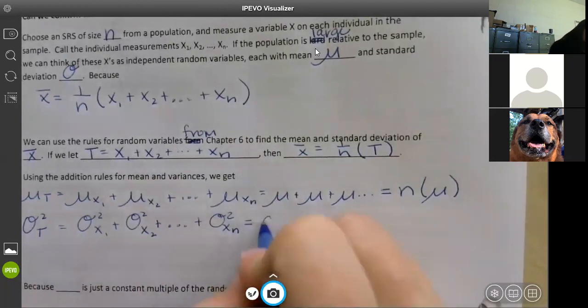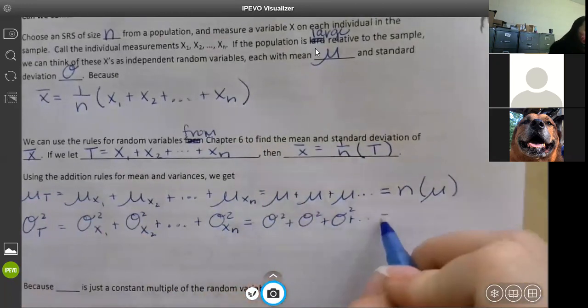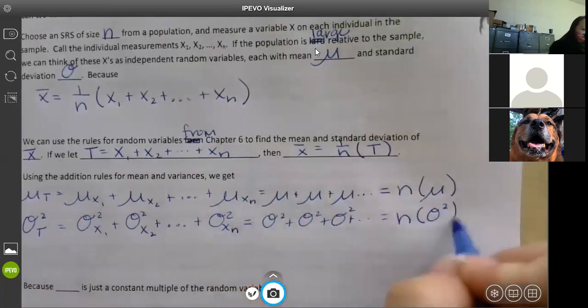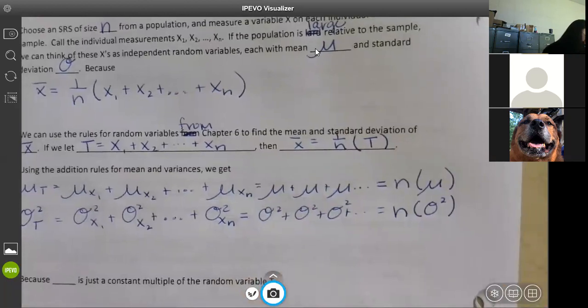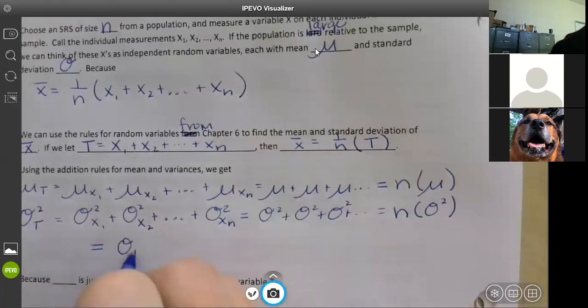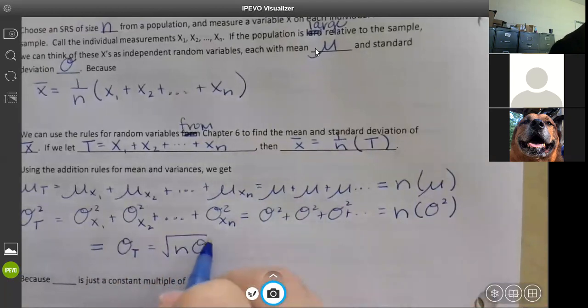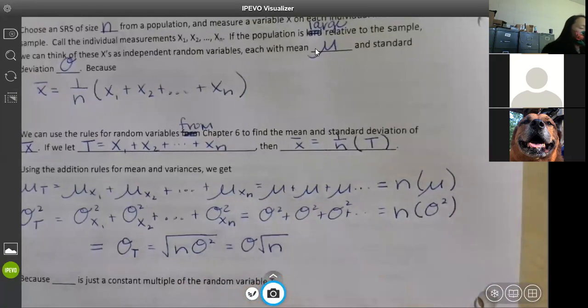Again, it's going to be the same. So we have a variance plus a variance plus a variance, and we keep going, which gives us n times the variance. So then from there, how do we find the standard deviation? To find the standard deviation, we take the square root of n times the variance. Square root and a square cancels out, so the variance will come out and become the standard deviation, but the n will not come out because it's not a square.